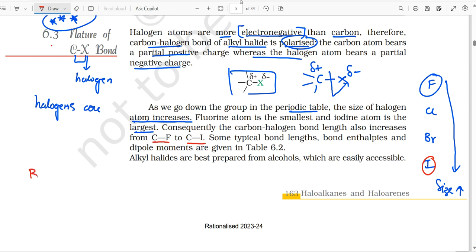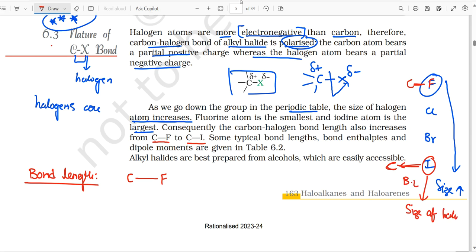Now let us try to understand what is meant by bond length. Bond length is nothing but the distance between the carbon and halogen. We observe that the carbon-fluorine bond length is very small, because the size of the fluorine atom is small. But the distance between carbon and iodine is very large, because the size of iodine is large.